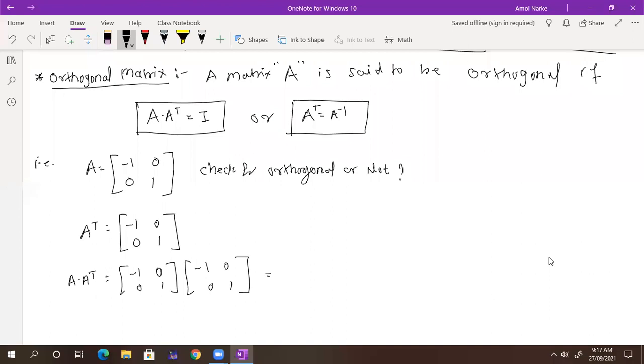I calculated this: minus 1 times minus 1 becomes plus 1. First row, second column becomes 0. Second row, first column becomes 0. Second row, second column becomes 1. So we are getting the identity matrix, so it is orthogonal.